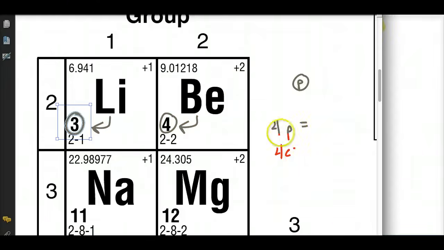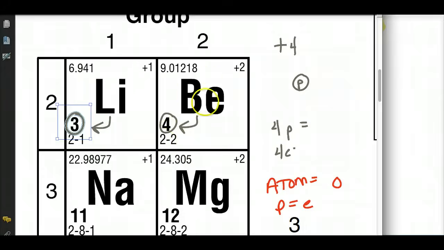Why do I know? Because if this is neutral, I'm +4 in the nucleus, sometimes called a nuclear charge. I have to have 4 electrons on the outside. So beryllium has 4 protons and 4 electrons. This number tells me protons first. If you hear the word atom, atom means 0 charge, which means protons equal the electrons. This bottom number is also electrons.